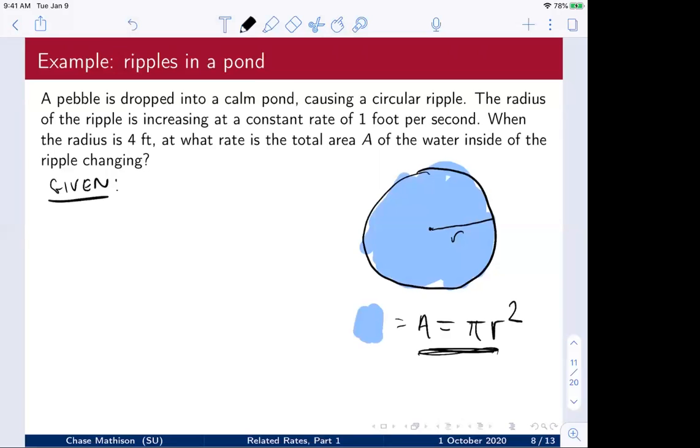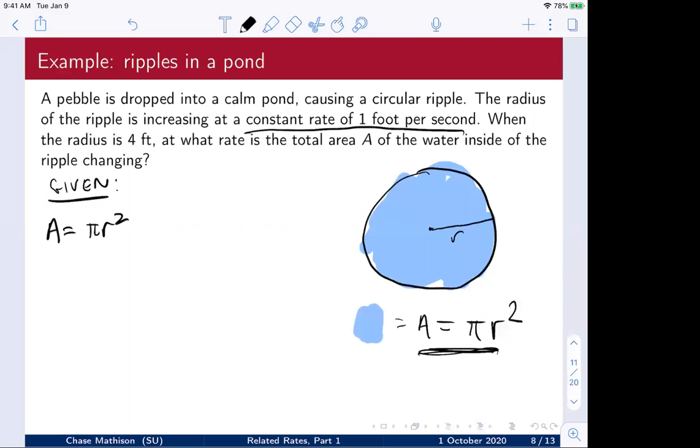So this isn't given, but it's going to be important. I'm going to rewrite A equals pi r squared. That's going to be our relation that we care about here. What else have we been given? Yes, someone said the rate of change of r. We're given the rate of change of r.